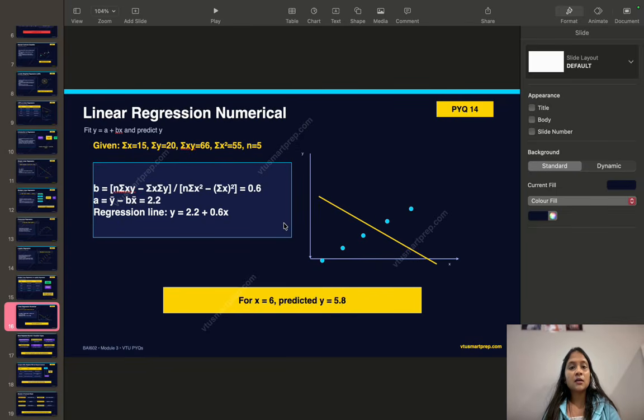Next, they can ask linear regression numericals. So remember the formula, and using the formula, substitute the values and then you will get the predicted y. In the previous slide, I have already mentioned the formula for linear regression. So you can take the values, substitute them, and then you will find the predicted y value.